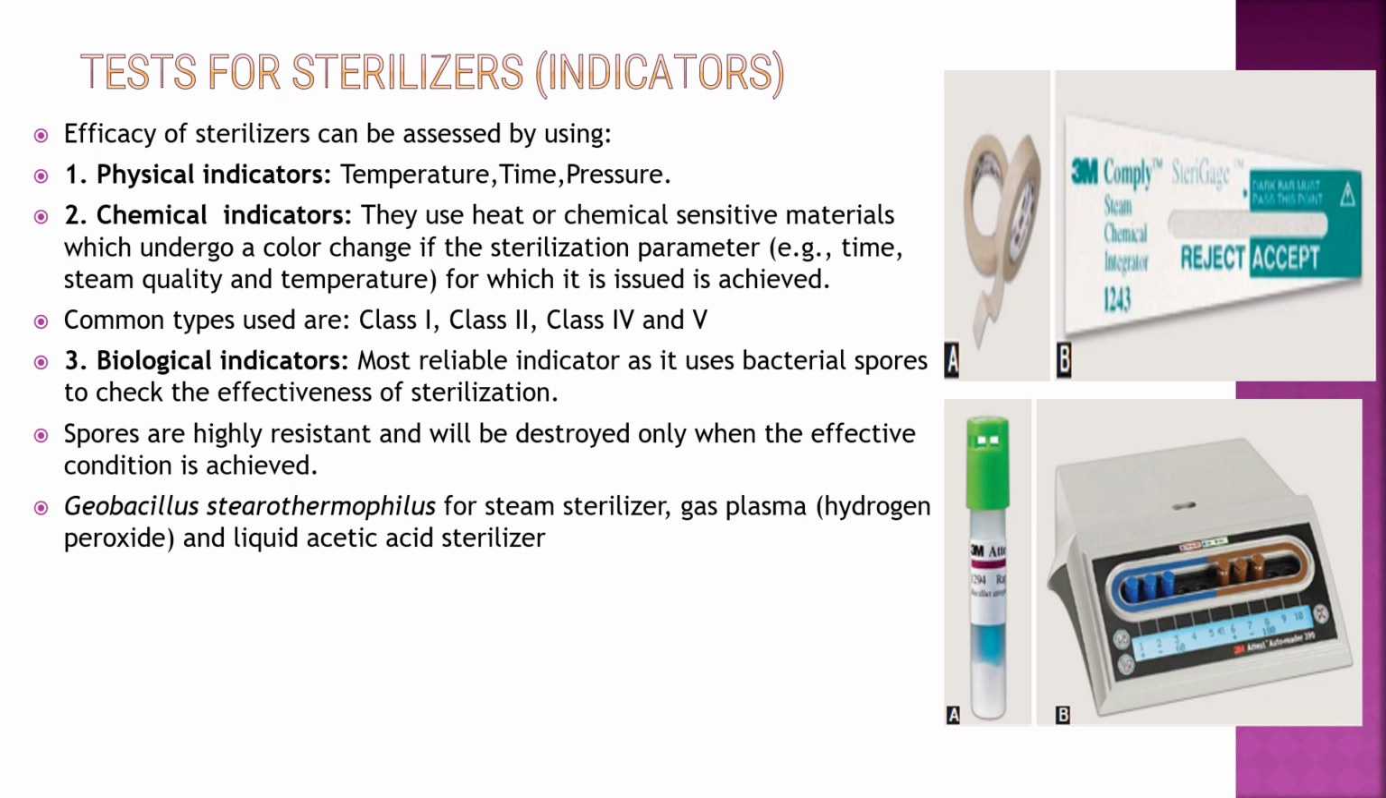Biological indicators are the most reliable indicators as they use bacterial spores to check the effectiveness of sterilization. Spores are highly resistant and will be destroyed only when the effective condition is achieved. Bacillus stearothermophilus is used for heat sterilizers, gas, plasma, hydrogen peroxide, and liquid peracetic acid sterilizers.